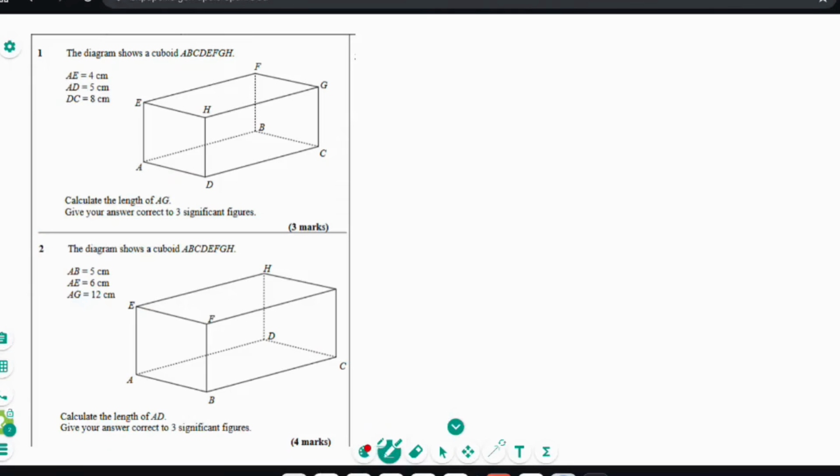Okay, I have 7 exam questions for you to look at. Maybe have a go at yourself. Put me on pause and unpause when you finish with each question. So the first question here, we've got a diagram with a cuboid. AE is 4, AD 5, DC is 8. Work out the length AG.